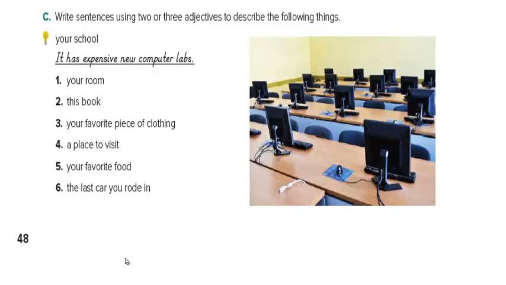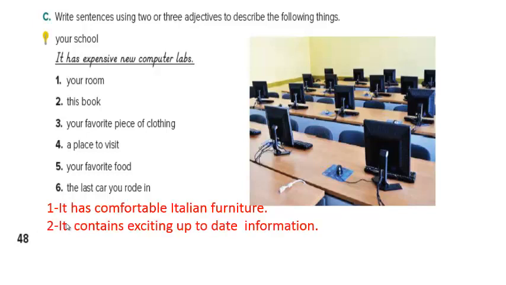Think of it. Try to think of these phrases. How can you describe such places, such things rather? Think it over. Well, here are some suggestions. It has comfortable Italian furniture, the room. Number 2, this book, it contains exciting, up-to-date information.